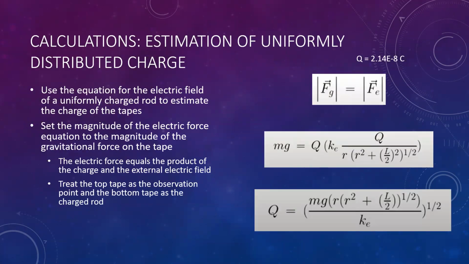Calculations. We use the equation for the electric field of a uniformly charged rod to estimate the charge of the tapes. You set the magnitude of the electric force equal to the magnitude of the gravitational force on the tape. The electric force equals the product of the charge and the external electric field, and we treated the top tape as the observation point and the bottom tape as the charged rod. Those are your equations next to it.